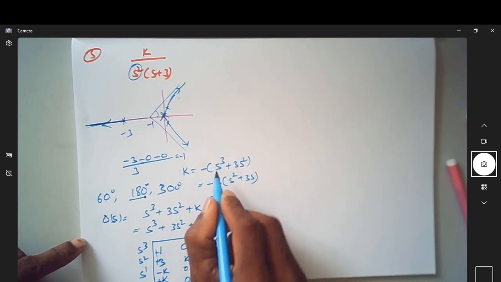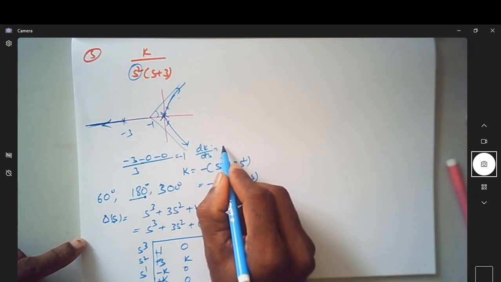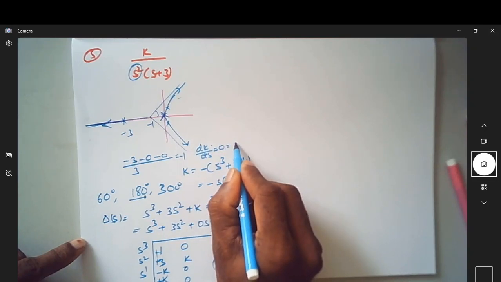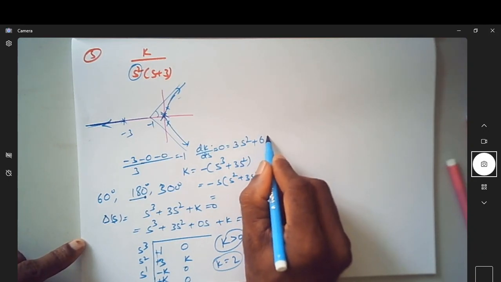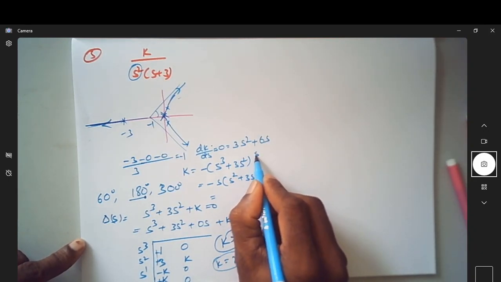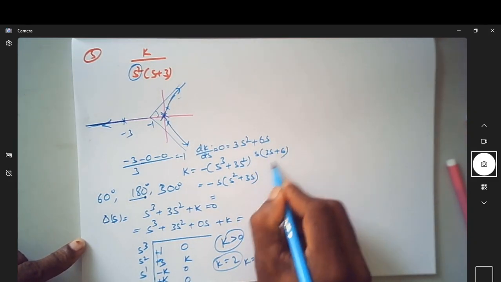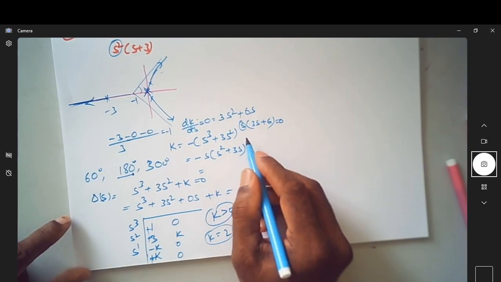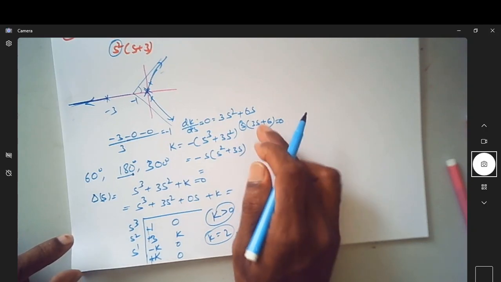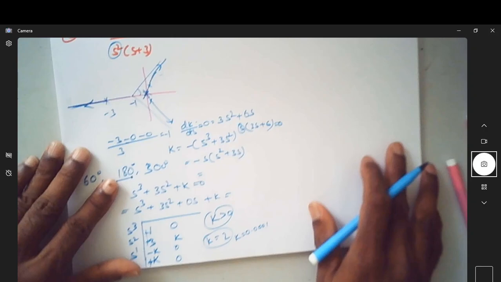Let me just do dK by dS for this, which will be equal to 0. This is 3S square plus 6S. So I can take S outside. So now it is S into 3S plus 6, equal to 0. Can you see in this one of the roots is 0, the other root is not valid, so one of the roots is 0, so breaker point 0 is a valid point.